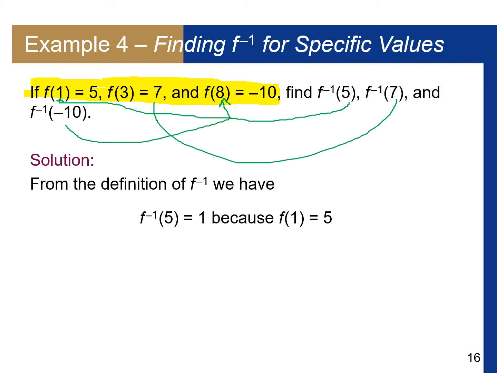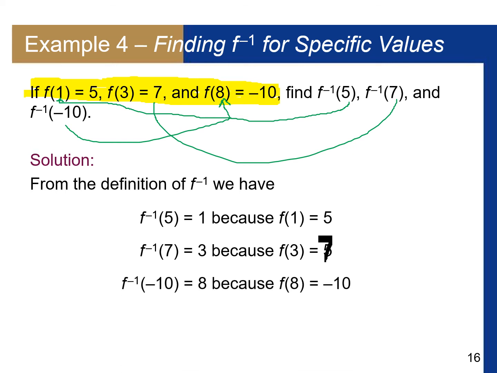All right, so now I have the inverse function of 5 is 1, again because of this. The inverse function of 7 is 3, and that should say because f of 3 is 7. So mistake there, let's fix that. And then we have the inverse function of negative 10 is 8 because f of 8 is negative 10.